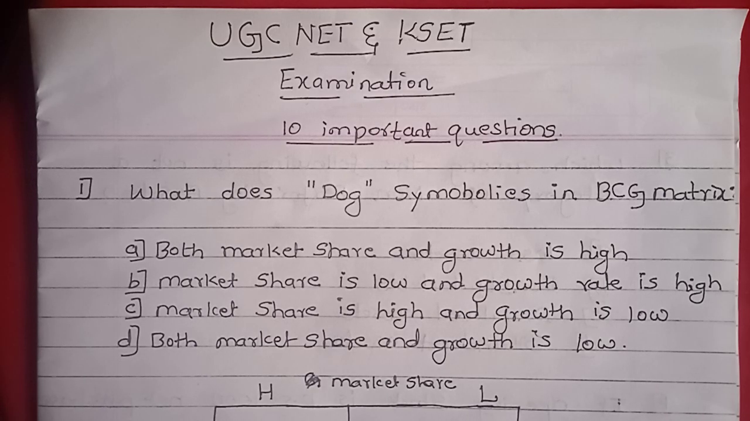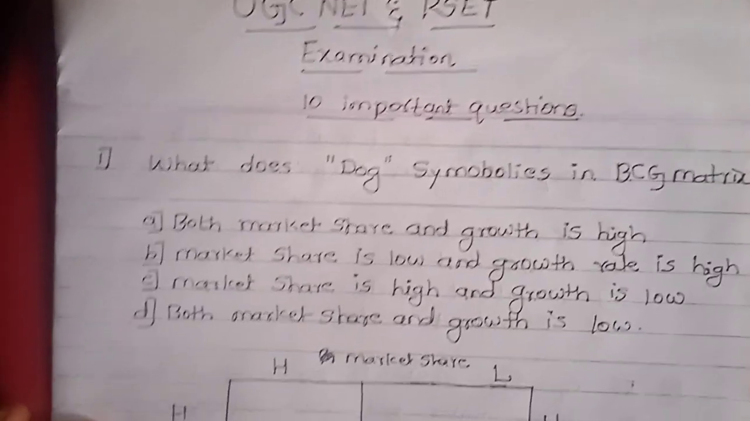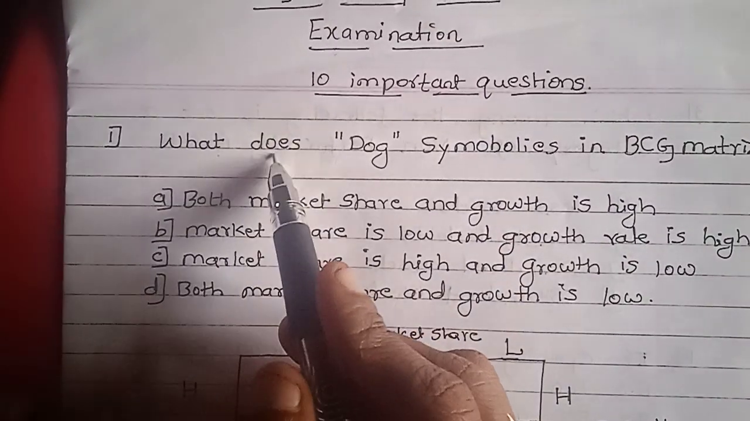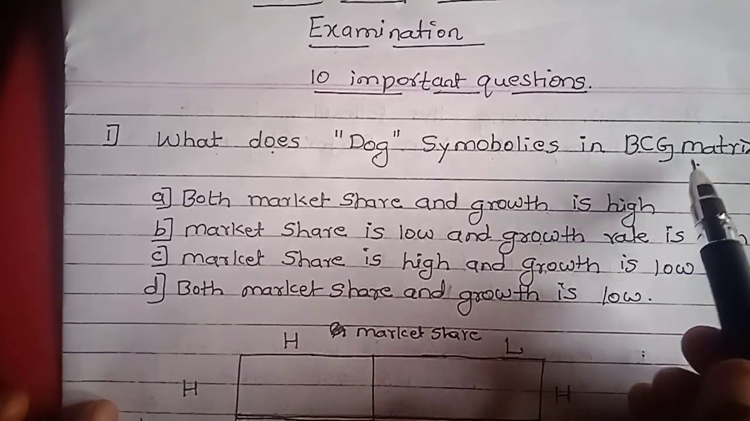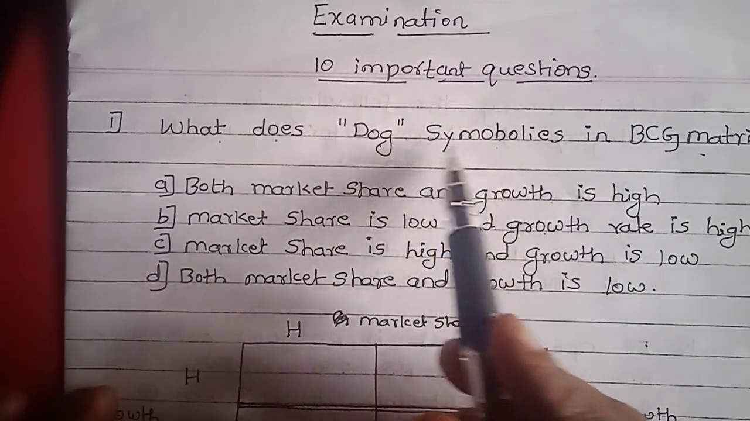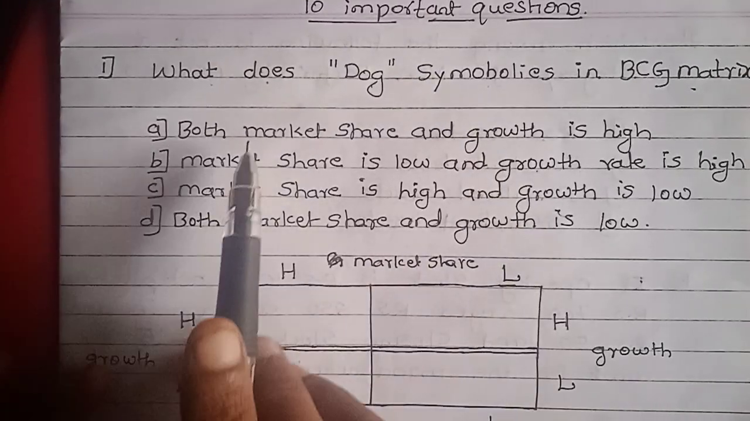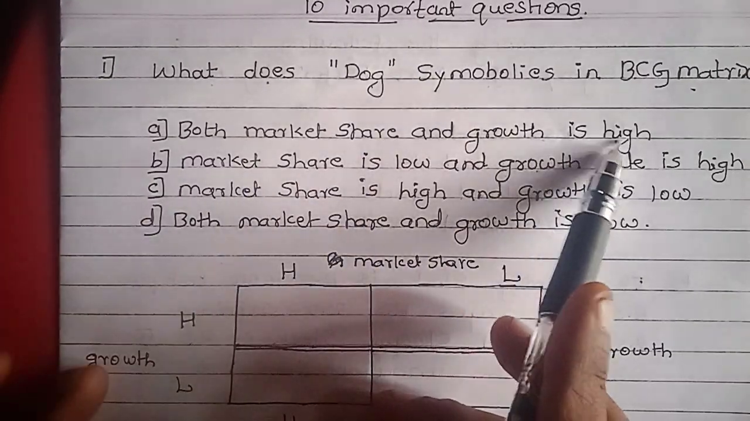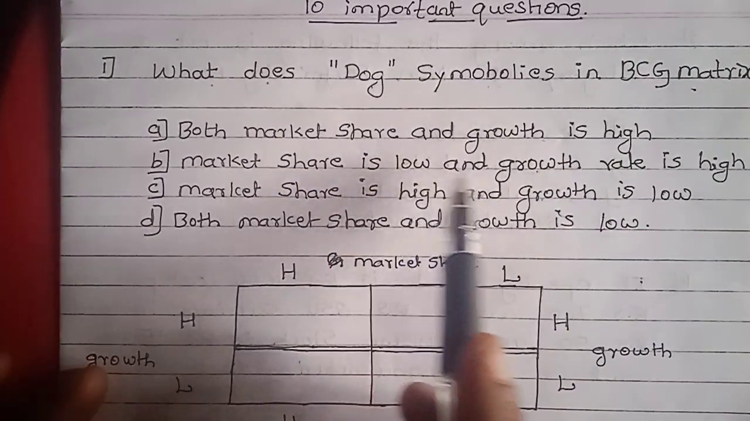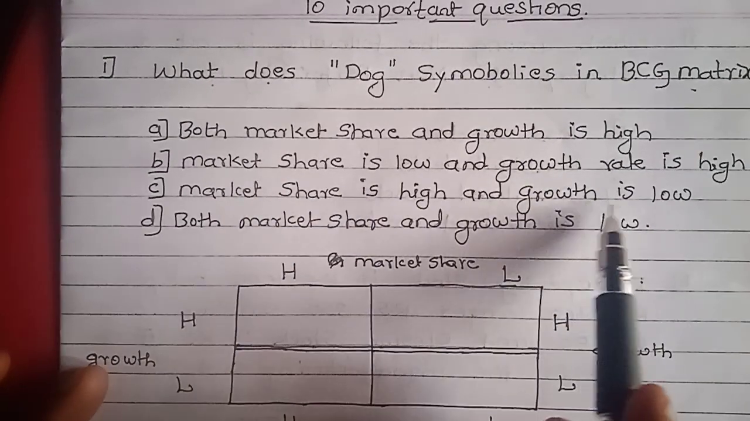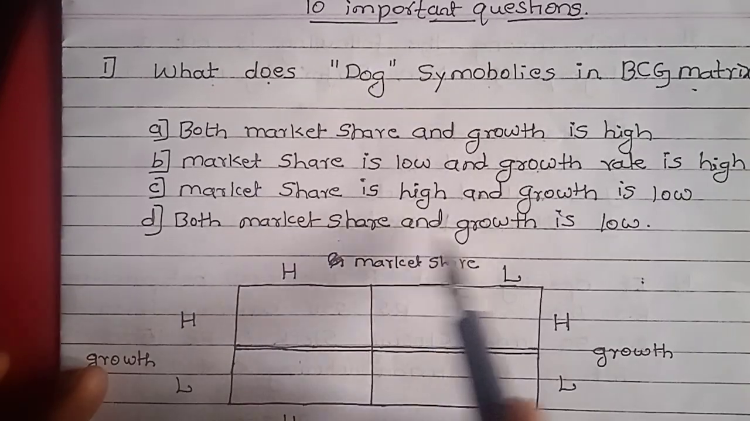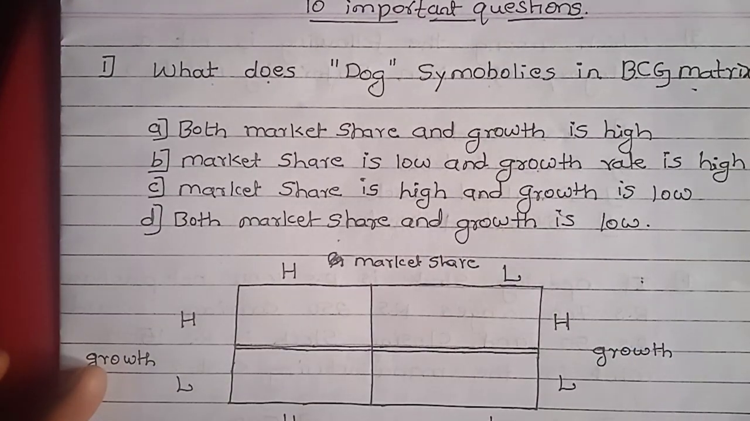Today we are discussing UGC NET and KSET examination 10 important questions. Come to first question. What does dog symbolize in BCG matrix? There are four options. Both market share and growth is high. Market share is low and growth rate is high. Market share is high and growth is low. Both market share and growth is low.